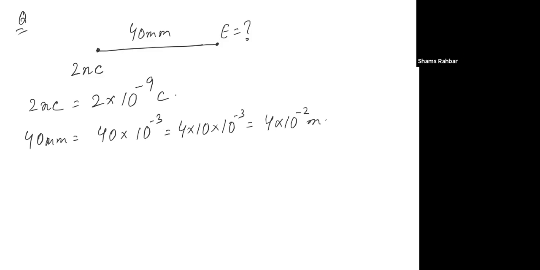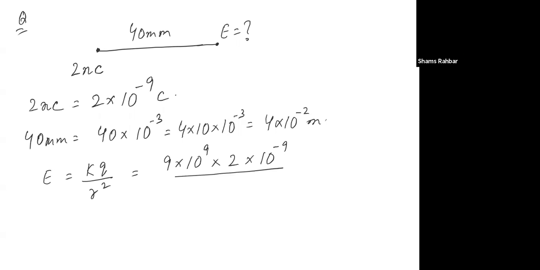Is it clear? So what will be the value of electric field? Electric field is equal to kq upon r square. The value of k is 9 into 10 to the power 9, that we know already, into 2 into 10 to the power minus 9, which is the charge, divided by 4 into 10 to the power minus 2 squared, which is the square of the distance. This 10 to the power 9 and this 10 to the power minus 9 will cancel out. So in the numerator you will get 18, and in the denominator you will get 16 multiplied by 10 to the power minus 4, right?